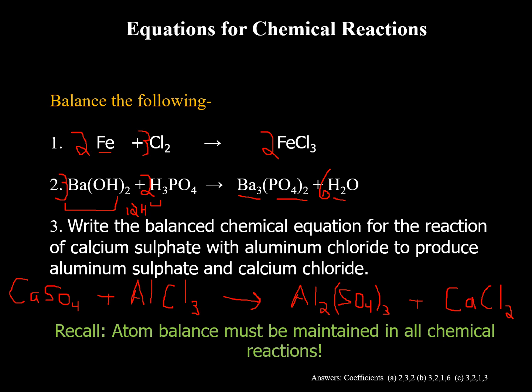So when we balance, we see on the right side we have 2 aluminums. So we should add a 2 here to give us 2 aluminums on the left. This results in 6 chlorines on the left, and we need to add a 3 here in front to give us 6 chlorines. And we're left with 3 calciums on the right. We need to add a 3 here in front of the CaSO4 to give us 3 calciums on the left.